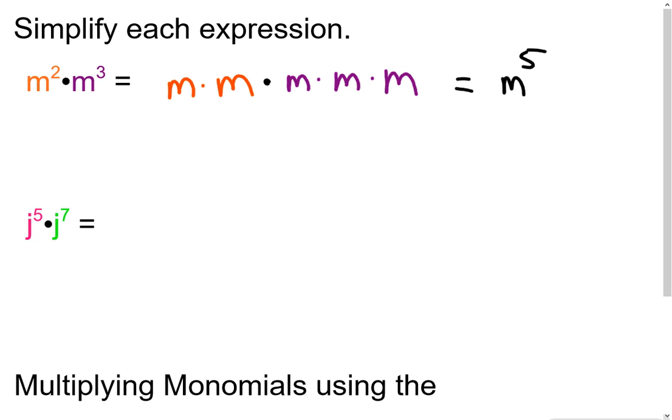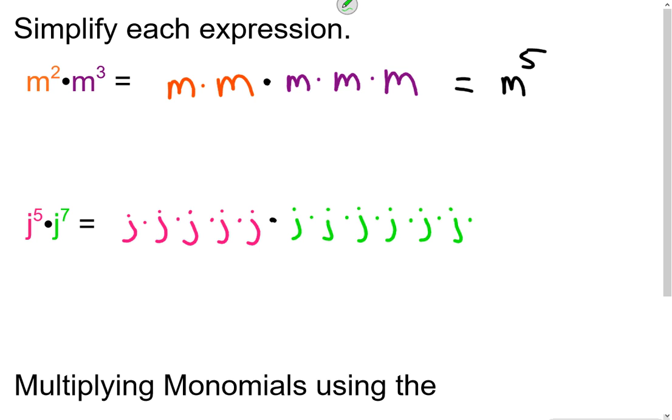In my next one, I have j to the fifth times j to the seventh. Same concept. I look at it and go, what does j to the fifth really mean? J to the fifth really means j times j times j times j times j. There's 5 of them. But then we have to multiply it times j to the seventh. What does j to the seventh look like? It looks like 1, 2, 3, 4, 5, 6, and 7 j's. So if I put all those j's together, my final answer is going to be j to the, well, I have 1, 2, 3, 4, 5, 6, 7, 8, 9, 10, 11, and 12 of them. So j to the 12th power.